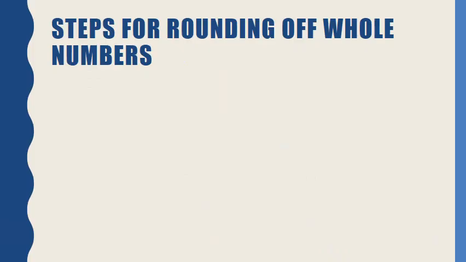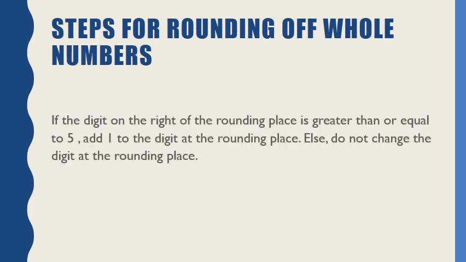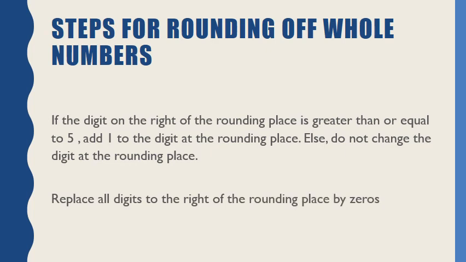Now let us see what the steps are for rounding off whole numbers. If the digit on the right of the rounding place is greater than or equal to 5, we will add 1 to the digit at the rounding place. Otherwise, we do not change the digit at the rounding place. Second step, we will replace all the digits to the right of the rounding place by zeros.